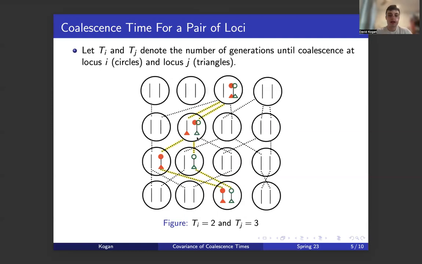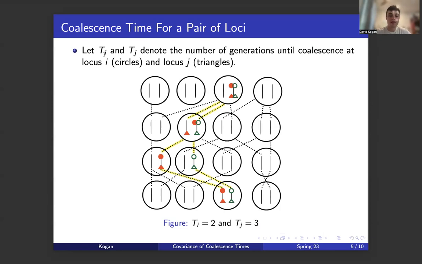So now we define the coalescence time for a pair of loci. And here in this picture, we look at the circles. This is one locus, and the coalescence time for the circles is 2. This is because it takes 2 generations for the two loci to end up on the same chromosome. For the triangle, the coalescence time is 3 generations because it takes 3 generations for the triangles to end up on the same chromosome. So the coalescence time just tells us how many generations it took for the two loci to end up on the same chromosome.